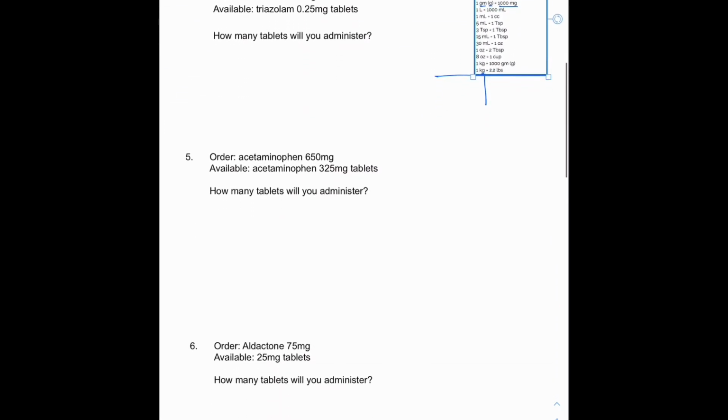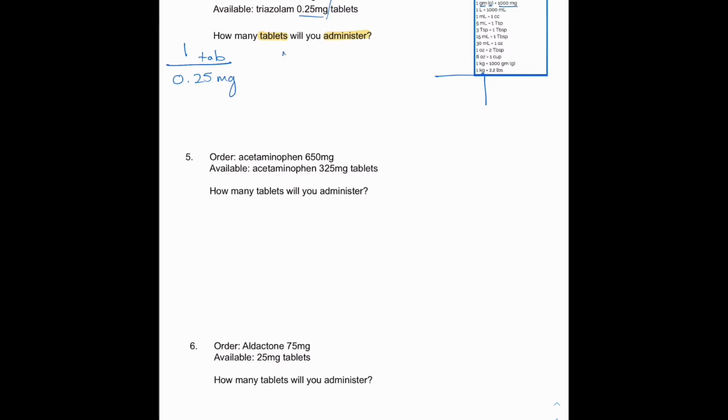Number 4, we have triazolam 500 micrograms. We have available is in 0.25 milligram tablets. The question is, how many tablets are you going to administer? So we're going to put tablets on the top. In our problem, we see for every 1 tablet, there's 0.25 milligrams. So 1 tablet over 0.25 milligrams. Okay?